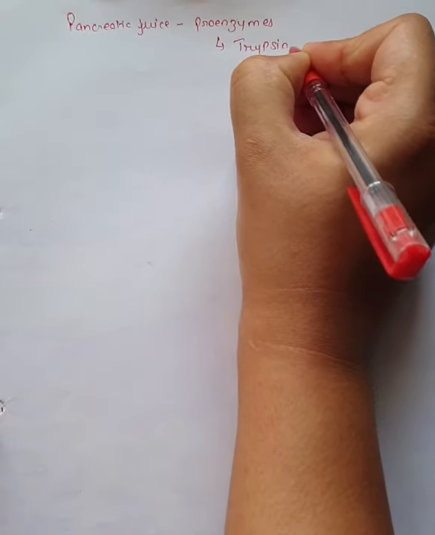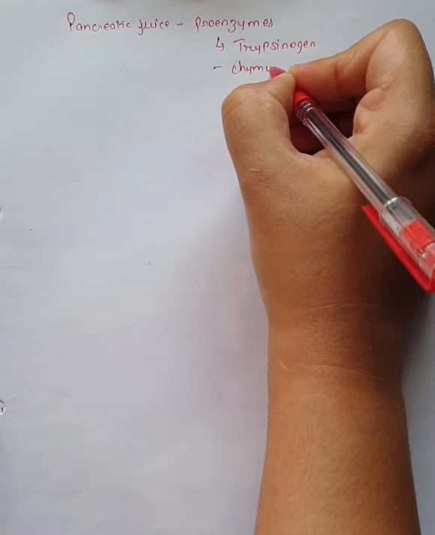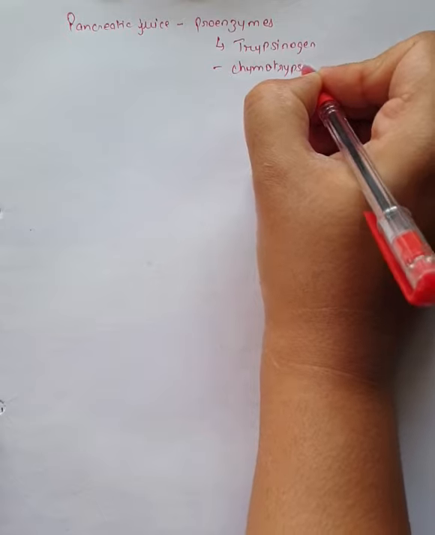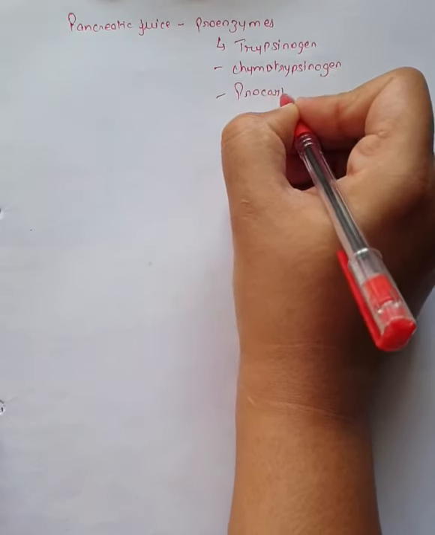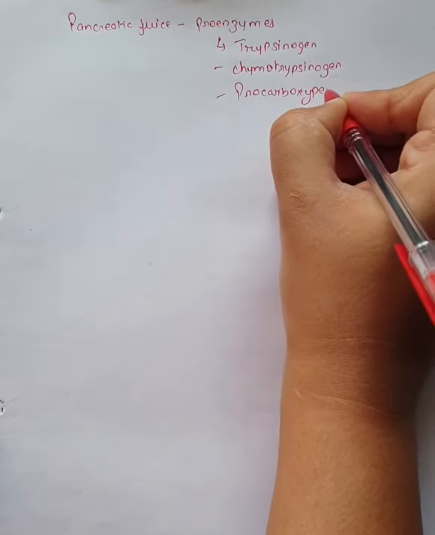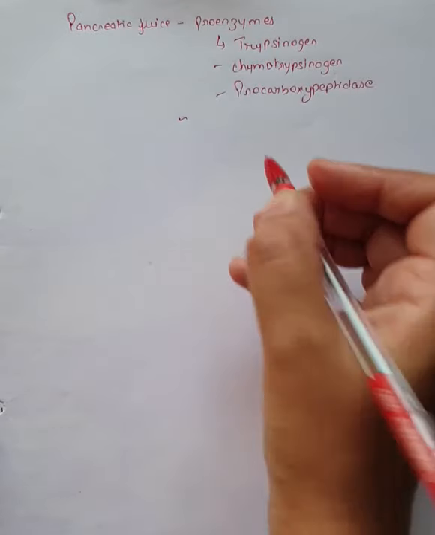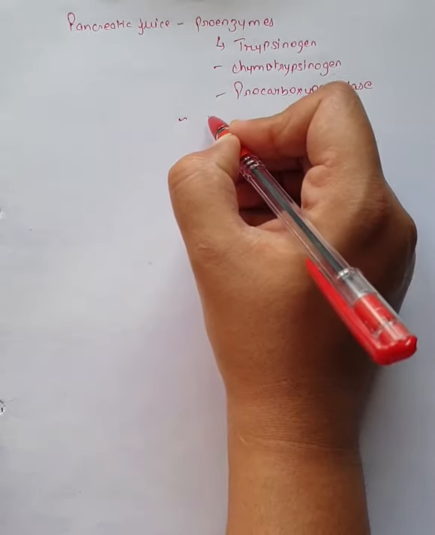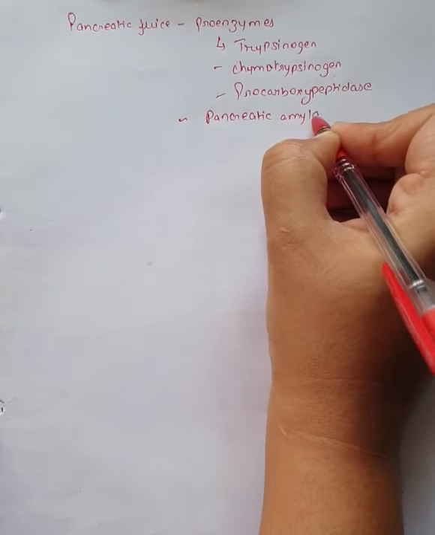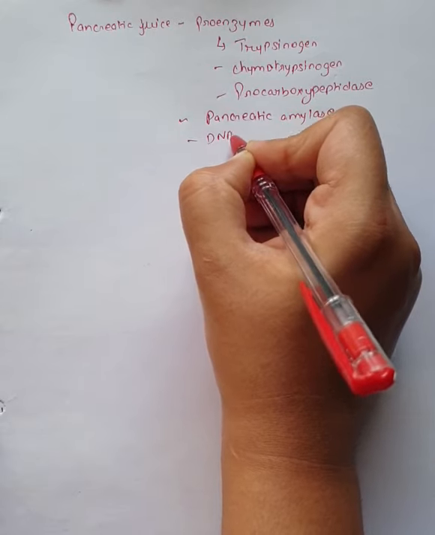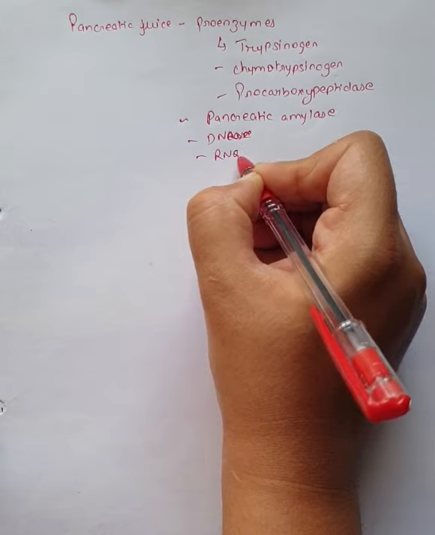These are trypsinogen, chymotrypsinogen, procarboxypeptidases. And some enzymes are secreted in functional form, like amylase, pancreatic amylase, DNase, RNase.